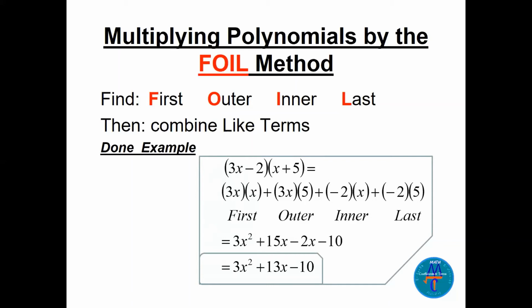Go back. Sometimes I give you this question here. I need the answer, 3x minus 2 times x plus 5. We call this factoring backward. You will see that in lecture number 10, 11, 12. All right, let's see. So this is FOIL method.